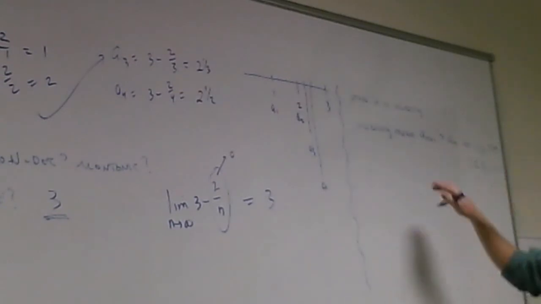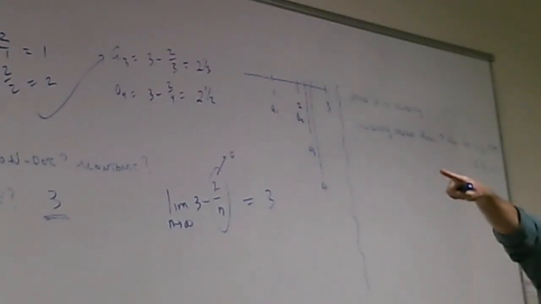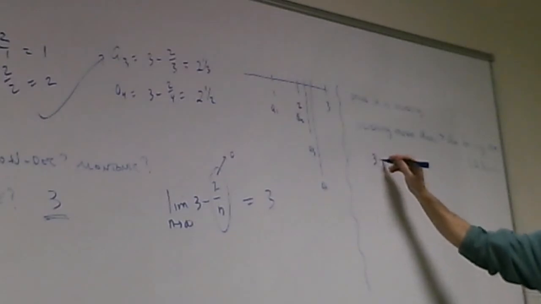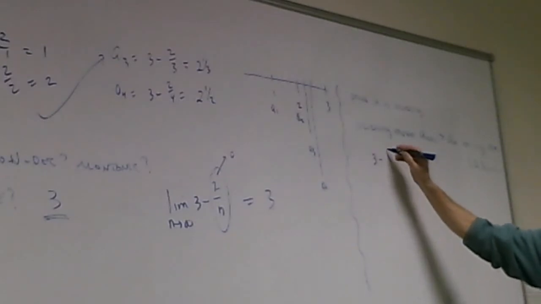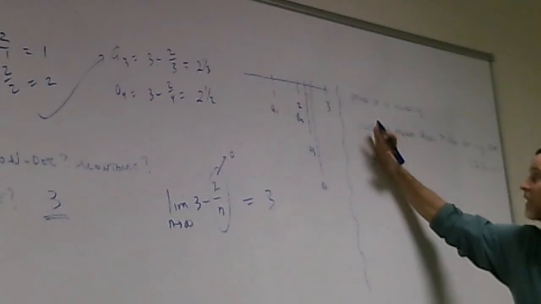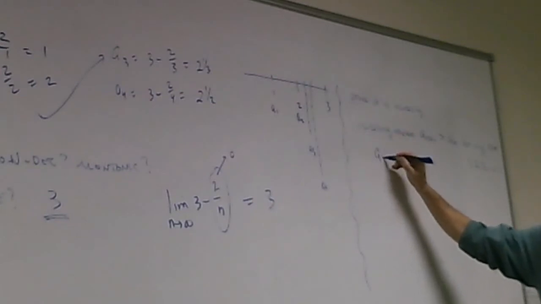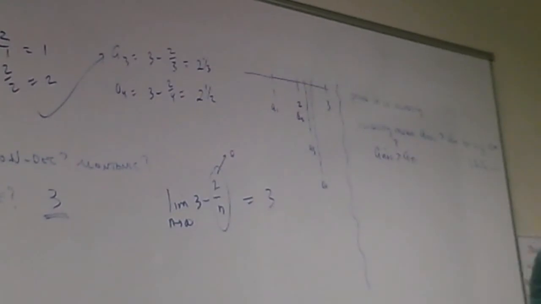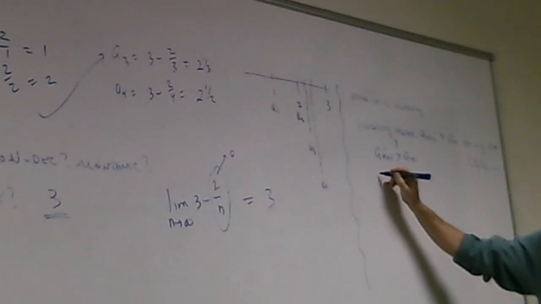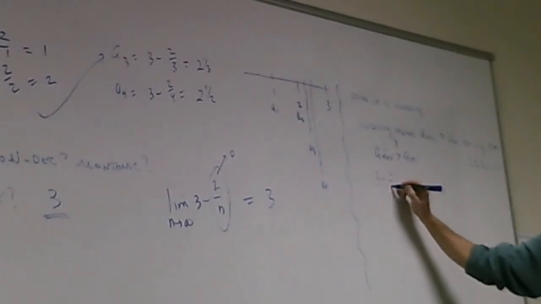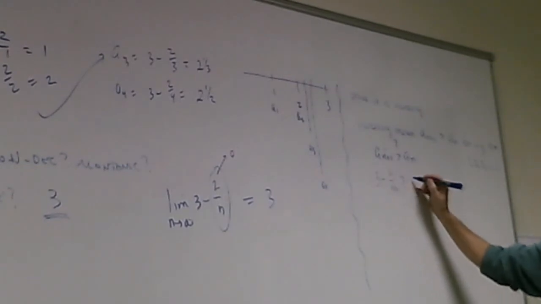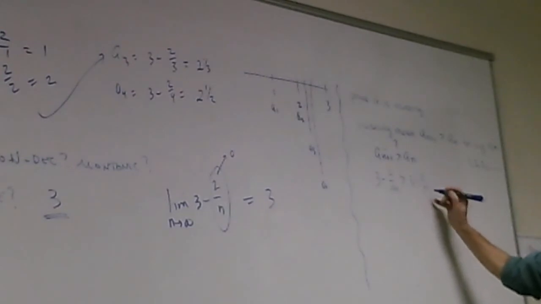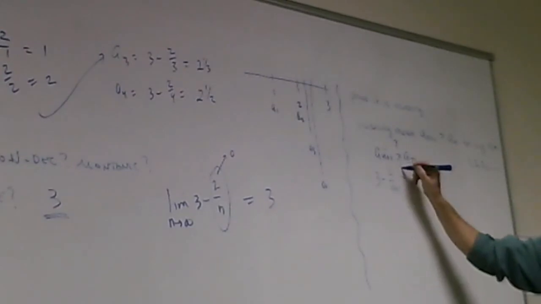Okay, well what is a sub n plus 1 according to my formula? 3 minus 2, so let's write it like this. So let's be careful. So a sub n plus 1 bigger than a sub n? I'm going to write question mark, because what if I'm wrong? What if it's decreasing? So I'll write question mark. Well, then is 3 minus 2 over n plus 1, is that bigger than 3 minus 2 over n? What can I do with that inequality?